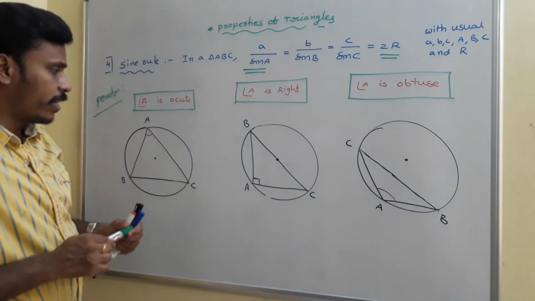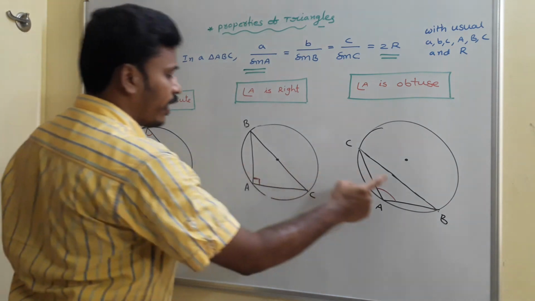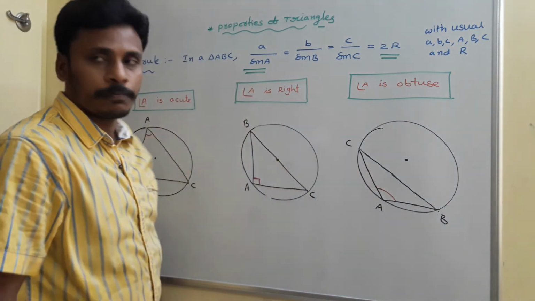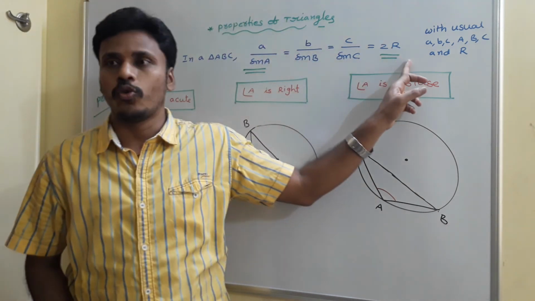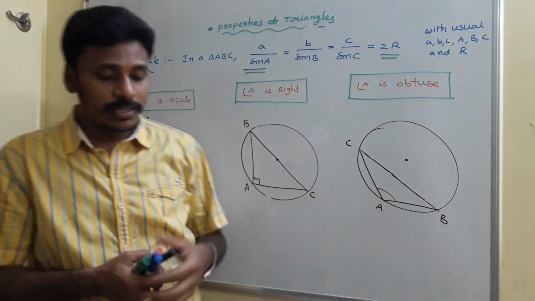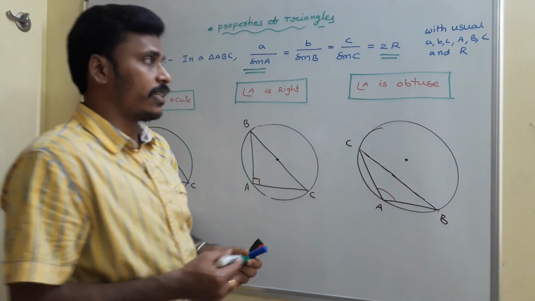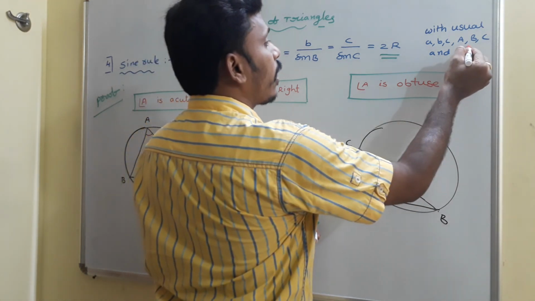So I have three triangles. So I need to prove this a by sin A is equal to 2R in all these three cases. So one by one I will show. Okay, and we need to prove that a by sin A is equal to 2R. What is that R? As I mentioned to you, R is the circumradius. In the last class itself we mentioned that R is the circumradius.